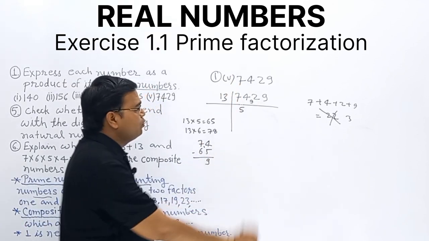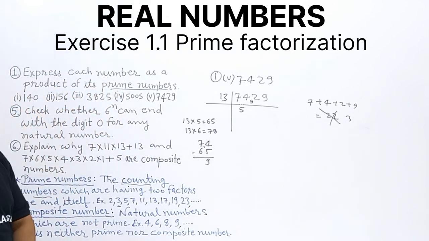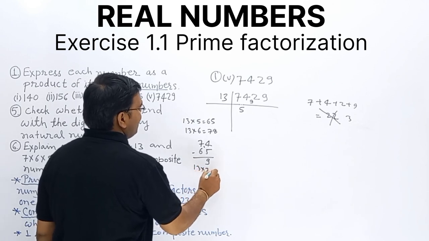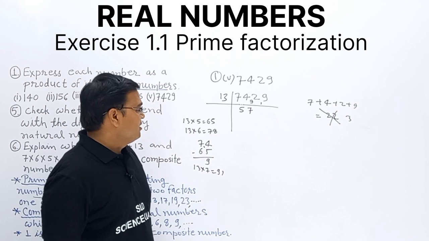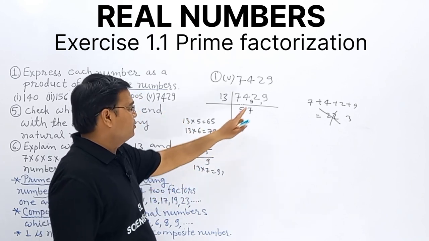Now 92. In the table of 13, do we have 92? No, but we have 91. How many times? 13 times 7 is 91. 7 times it is going. 92 minus 91 is 1. So 1 we are having.